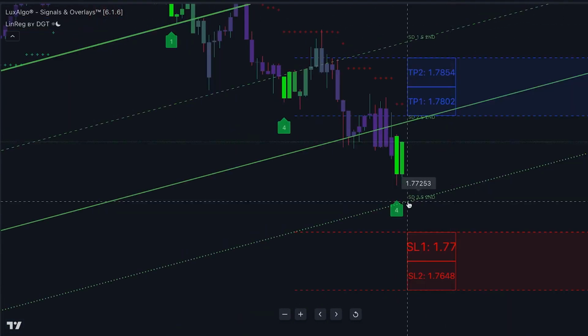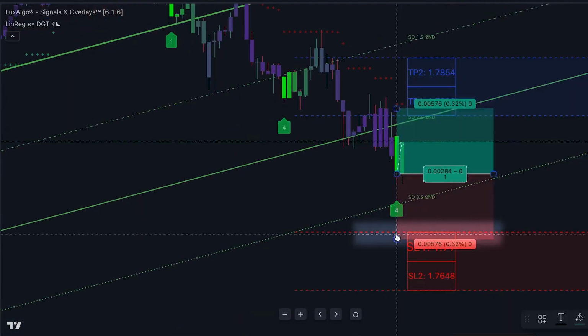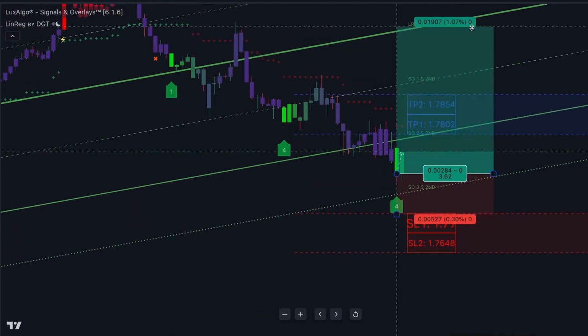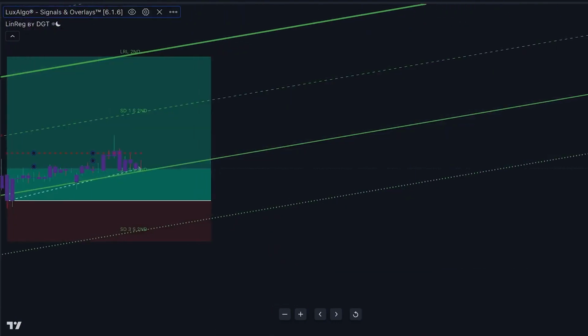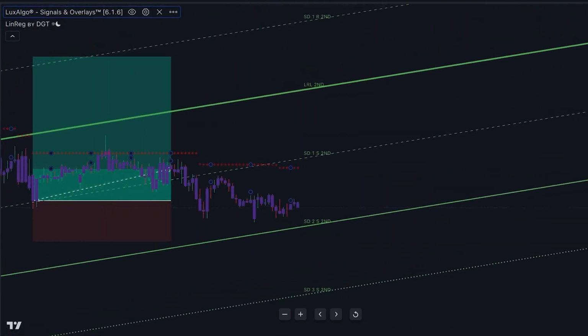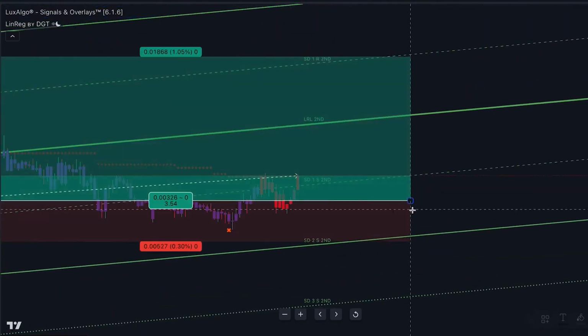Now we can wait for a signal and set stops at the closest deviation or use the stop loss feature in the signals and overlays indicator. Now we can let the trade run while using the trend tracer as a trailing stop.